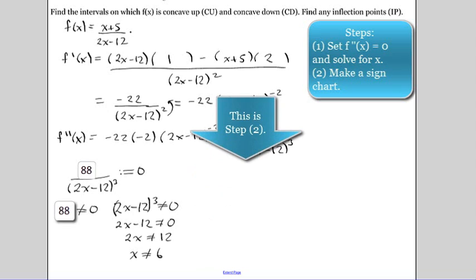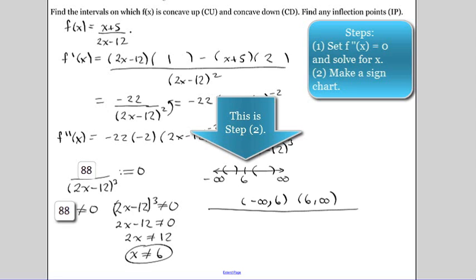Now using this value that we found, we're going to place it on a number line. So there's 6, negative infinity on the left, positive infinity on the right. And we're going to make a sign chart. The first interval goes from negative infinity to 6, and the second interval goes from 6 to positive infinity. We'll put the second derivative and then underneath f of x.